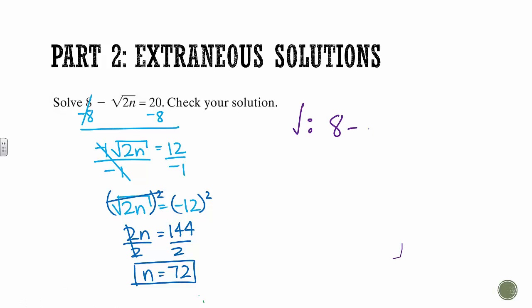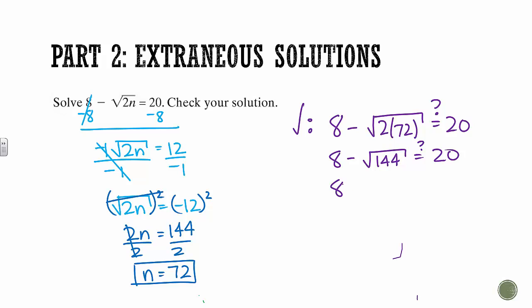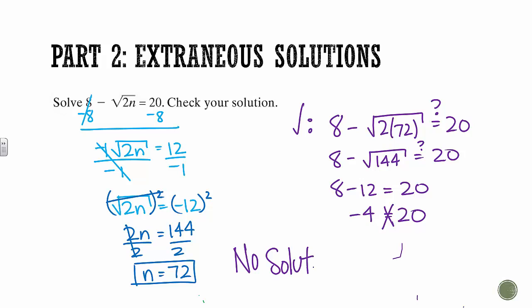So I have 8 minus the square root of 2 times 72. Now I want to know if that equals 20. So 8 minus the square root of 144. So 8 minus 12. And 8 minus 12 is not 20. It's -4. So this solution doesn't work. And since that's the only solution we had, this equation has no solutions.